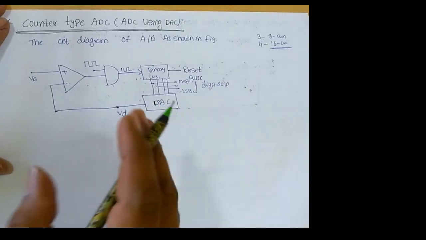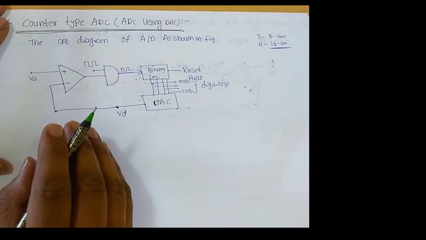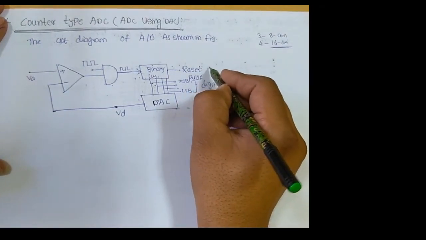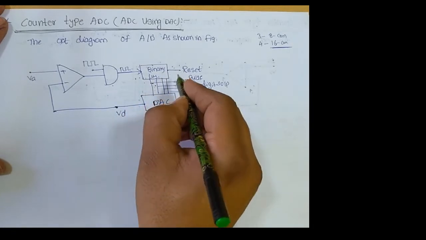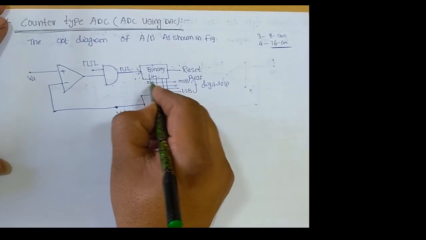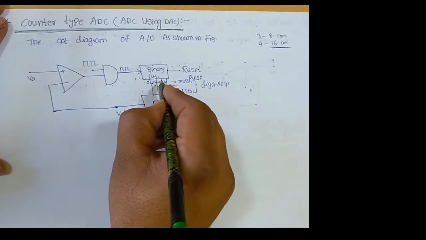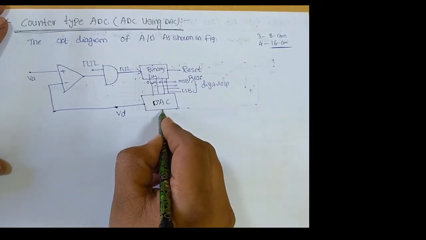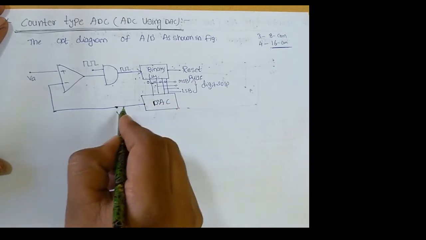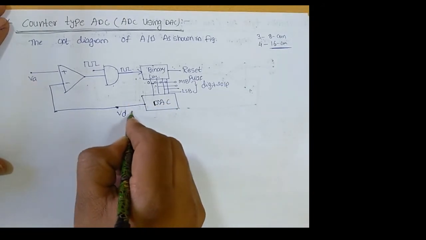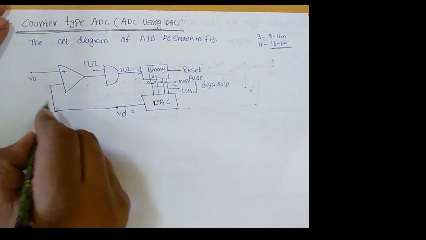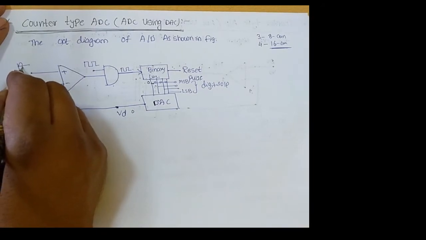Now we need to understand the operation of this counter type analog to digital converter. With the reset pulse, we reset the binary counter to 0. At that time, the binary counter provides the binary output 0 0 0 0, and these binary outputs are given to the input of the digital to analog converter, which provides the analog output. The analog output voltage is, for example, 0 volts, and this signal is given to the input of the comparator. Now we apply the analog input signal.